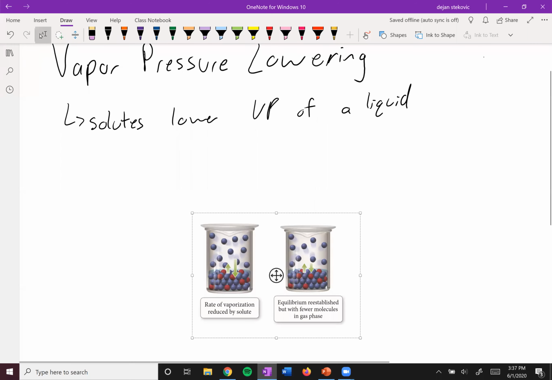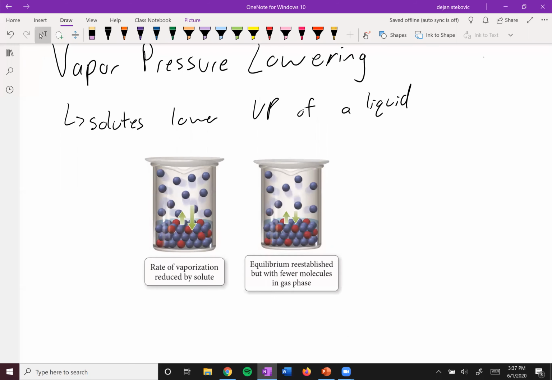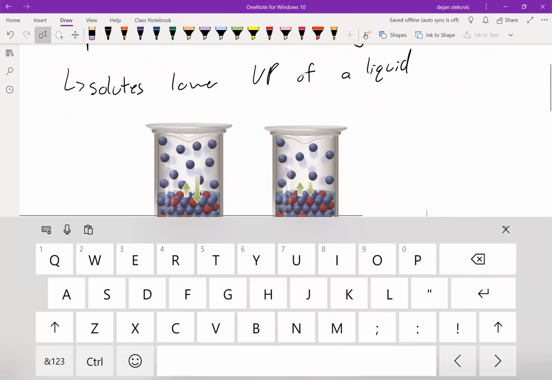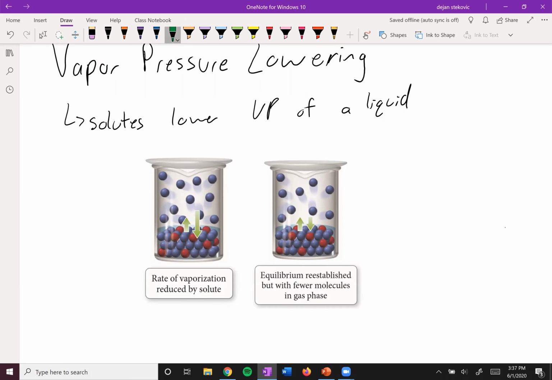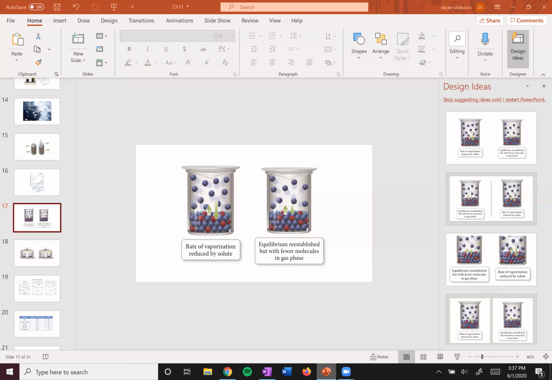So the kind of hand-wavy explanation for this is that these solute particles in here block the liquid from becoming a gas, but they don't block the gas from becoming a liquid, so you end up with less gas and thus lower vapor pressure. However, the true reason for all of this has to do with entropy, and we'll talk about that later on. Another cool picture here for you.